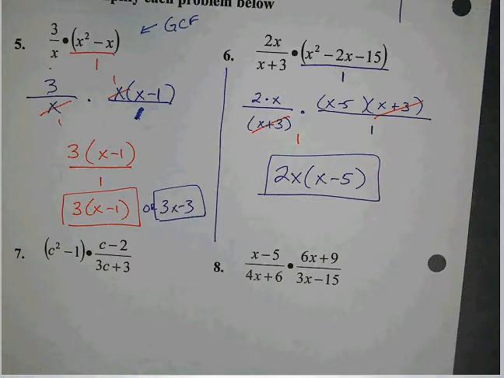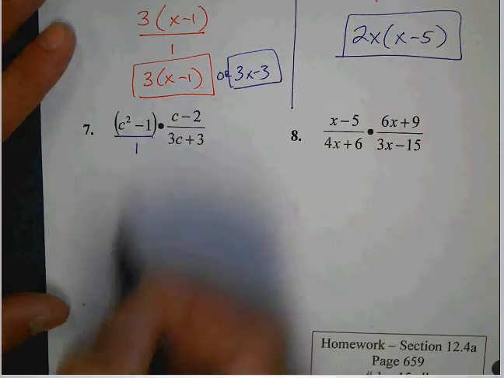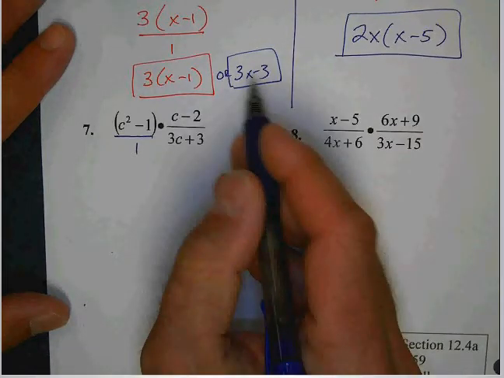So the premise would be, look for things in the bottom that might help you see what the answers might be factored into for the top. All right, number 7. C squared minus 1 over 1, C minus 2, and 3C plus 3.